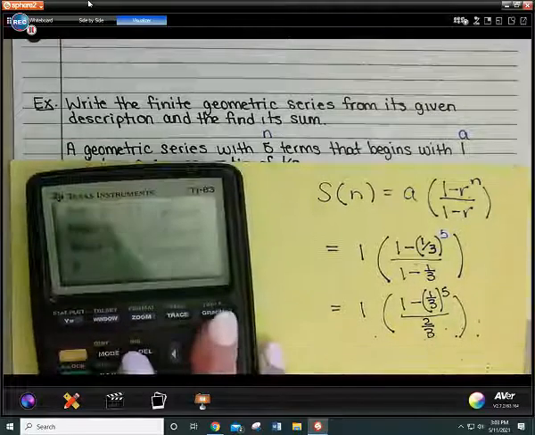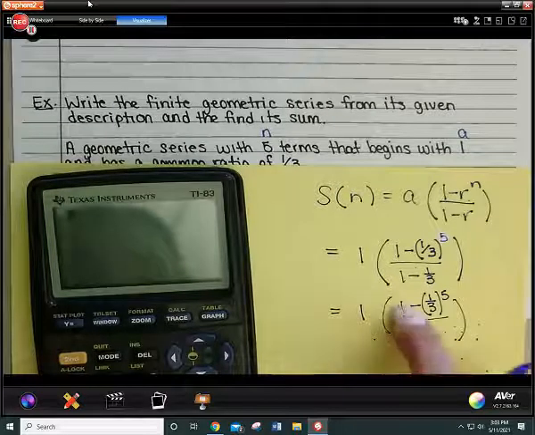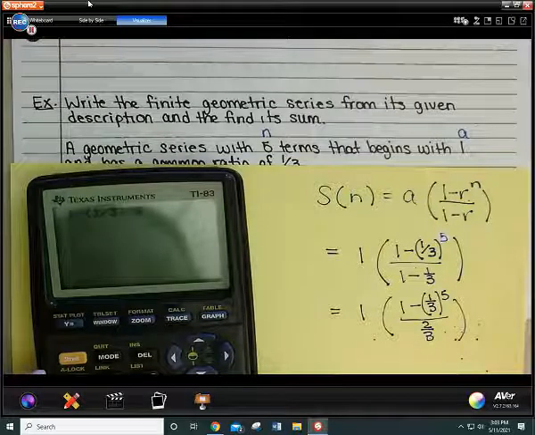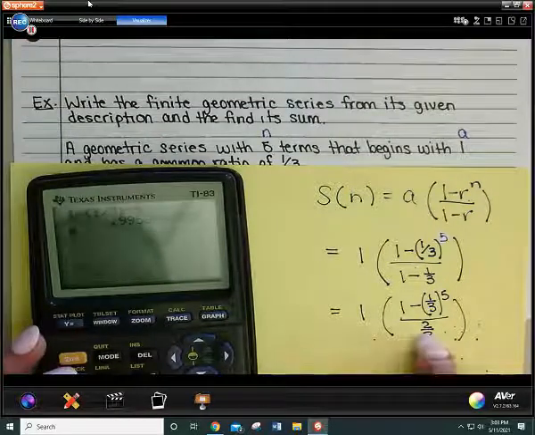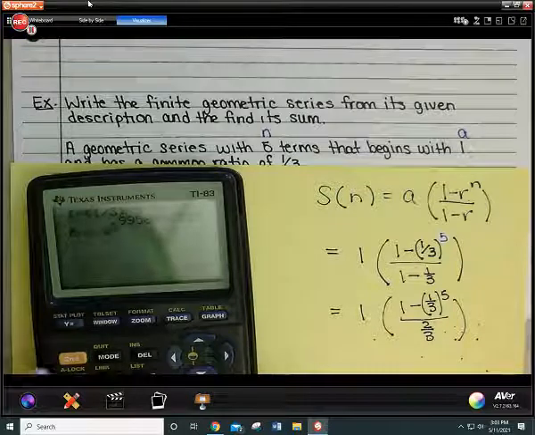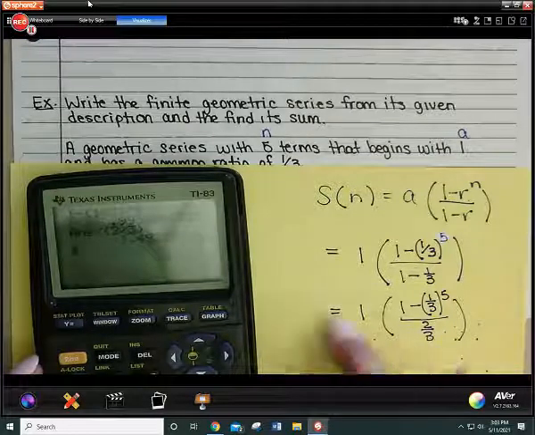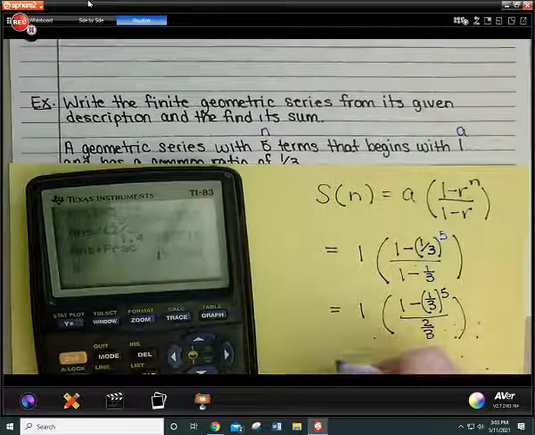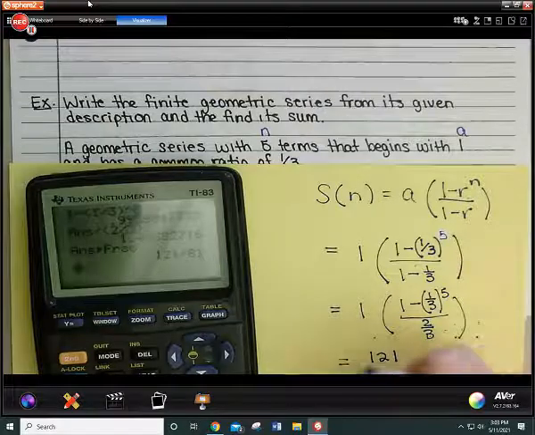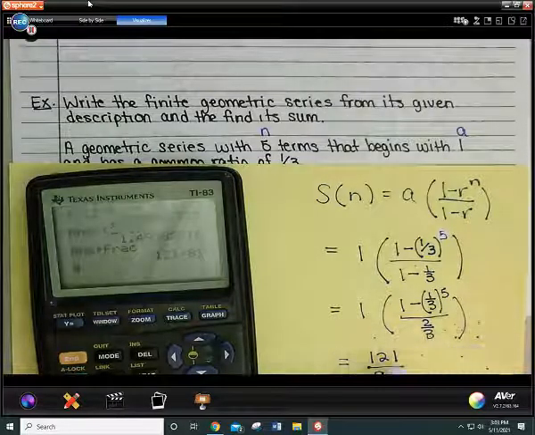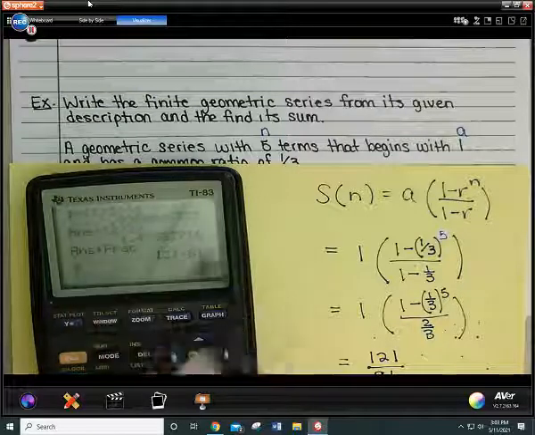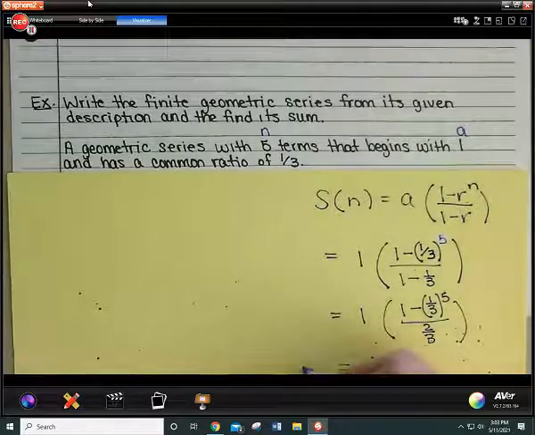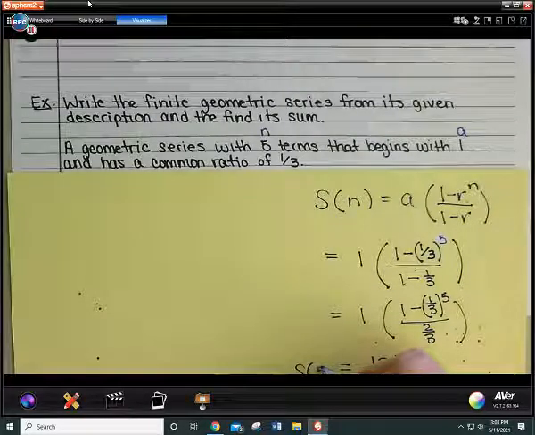And then I'm going to grab my calculator, and again I'm going to type it all in. So I'm going to type in my numerator, 1 minus, my r is 1/3 to the 5th. I'm going to divide it by 2/3. And then I'm going to take that times 1, which isn't going to change it. I'm going to turn mine back to a fraction. So I get 121 over 81. If your teacher asks you for a decimal, then you can round accordingly. Okay. So that is the sum of the first 5 terms.